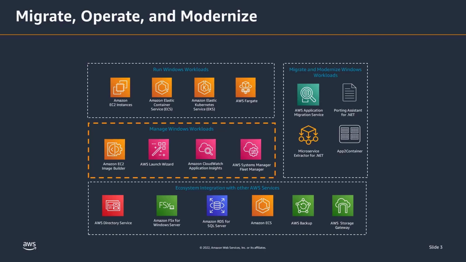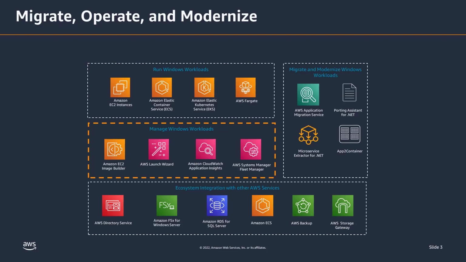Once you have started the migration process and are running workloads on AWS, we offer a broad set of capabilities to run and manage Windows workloads on AWS. We offer services that are simple, console-driven, and support Windows, and we'll discuss in more detail later in the broadcast. We also offer Windows integration with our larger ecosystem on AWS.